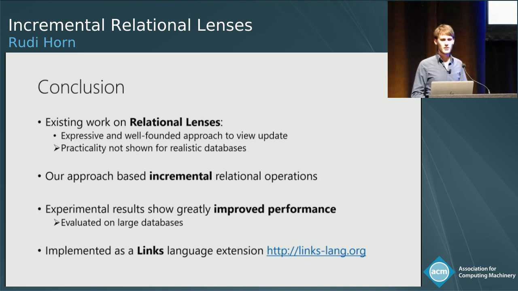Yeah, and to conclude, so we had this existing work on relational lenses, which offered a great way to do this view update problem. It just wasn't practically shown how this would work well on realistic and large databases. And we used a bunch of incrementalization approaches to make it work on changes instead of the entire table. And we're able to show that this greatly improved performance when executing in somewhat realistic scenarios. And we've implemented this as a linked language extension. So as I said, please go ahead, try it out, and let me know what you think. Thank you.